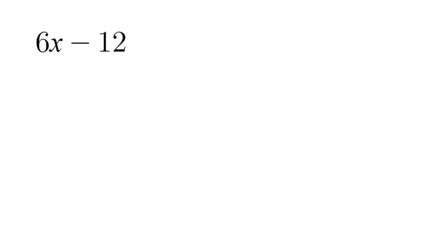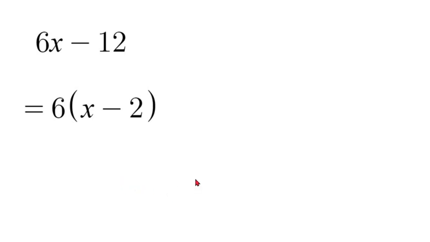So first problem here is we have 6x minus 12. Now with factoring, you're pulling out a common value. So a factor of 12 is 2 and 6. We have 6x, so we can pull out 6 from both sides. So we have a 6 times x minus 2.